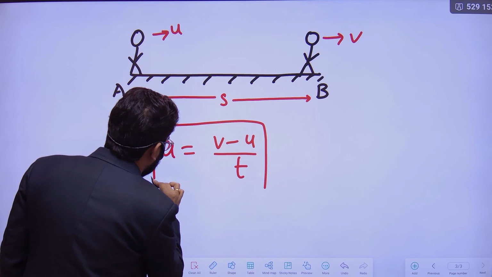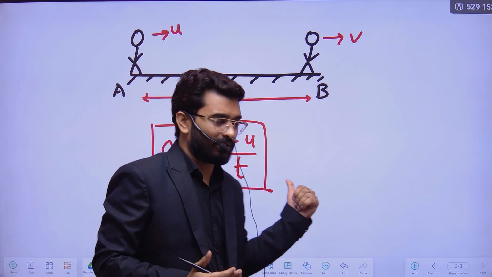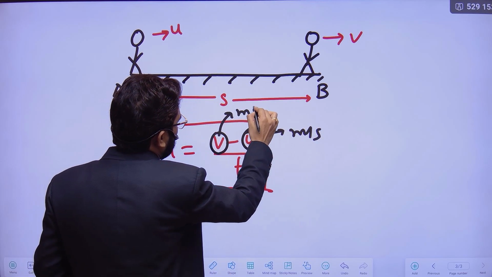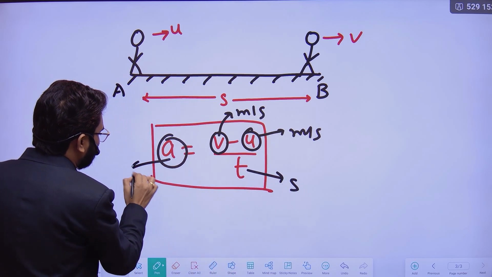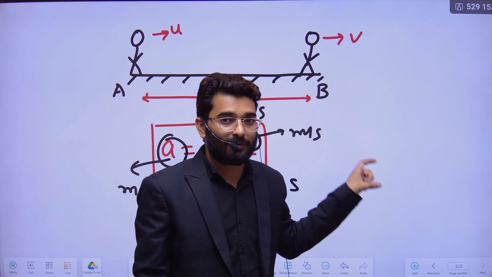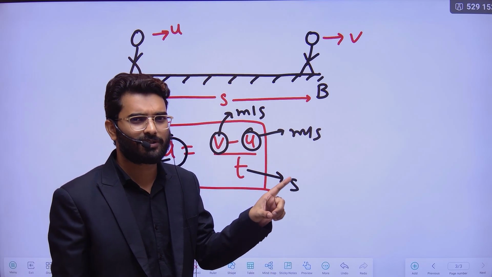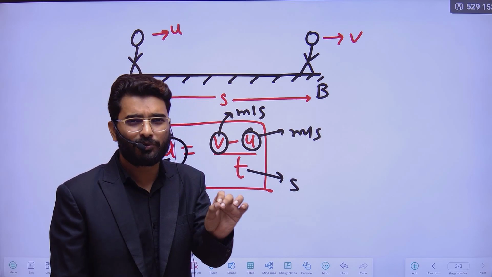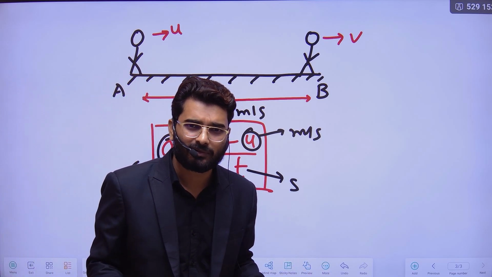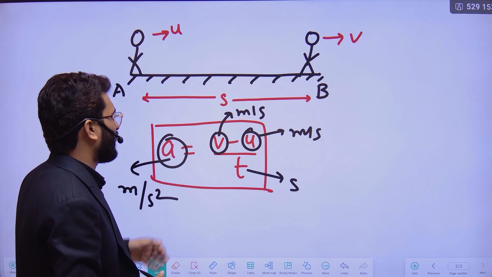This is the very basic formula of acceleration. The SI units for these physical quantities are: for velocity, meter per second; for time, second; and for acceleration, meter per second square. Never forget these SI units. You may solve all the problems, but in the end, if you don't use the SI unit, your answers will be wrong and you will score 0 marks. So always remember the SI units of these physical quantities.